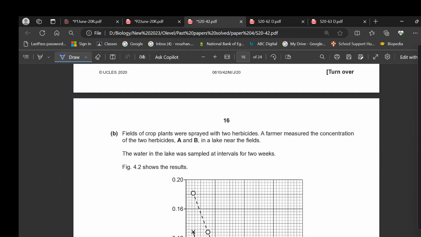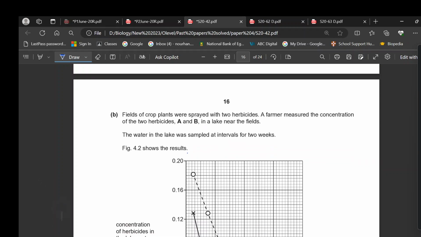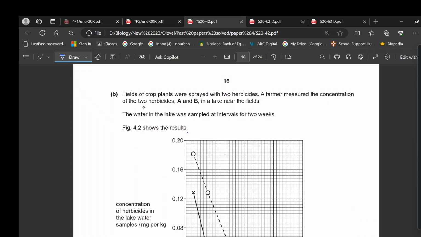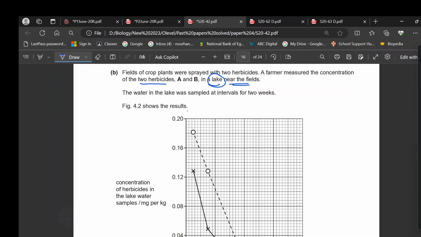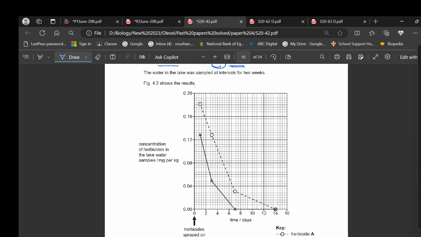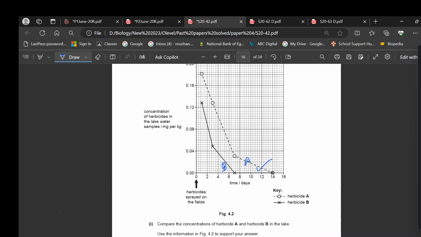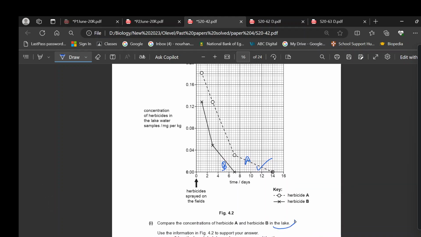Fields of crop plants were sprayed with 2 herbicides. He did an experiment. The fields were sprayed with 2 herbicides. He measured the concentration of the 2 herbicides in the lake near the field after spraying it. The water in the lake was sampled at intervals for 2 weeks. This is herbicide A. This is herbicide B. Okay.